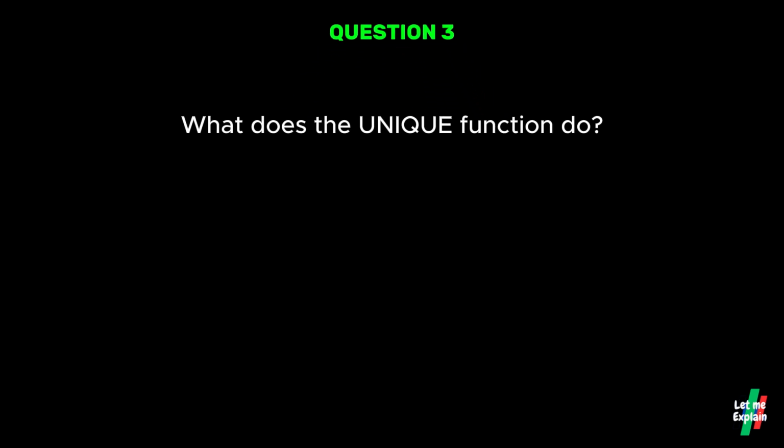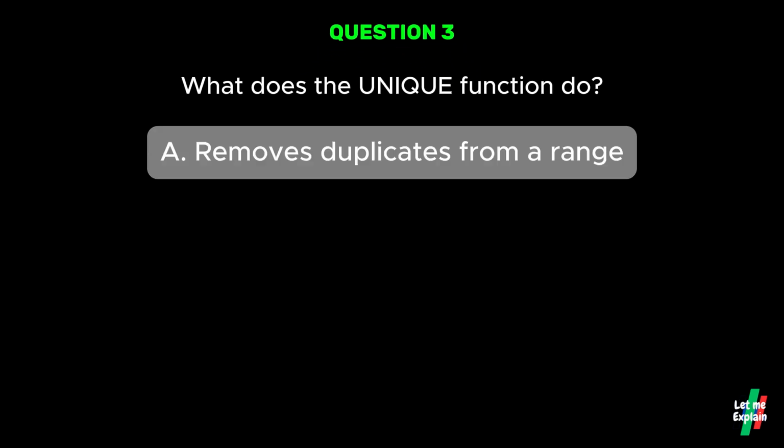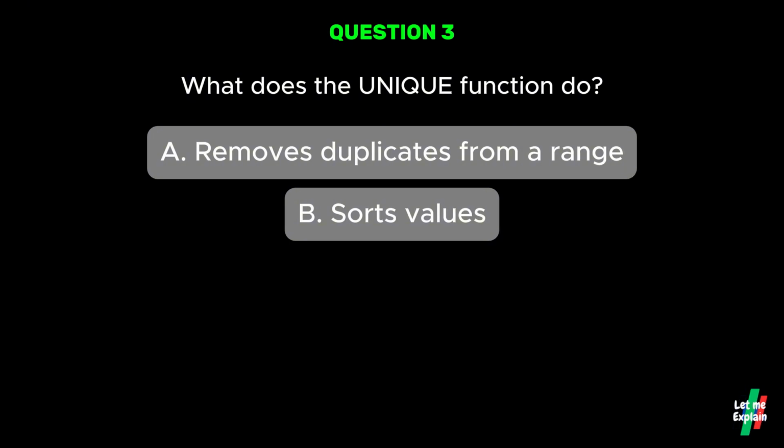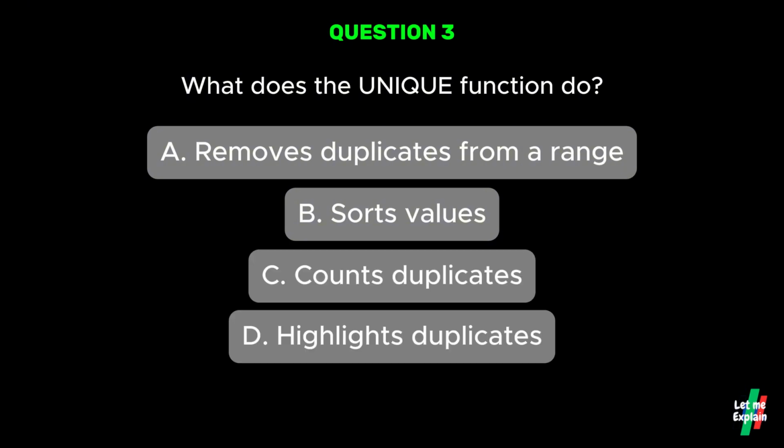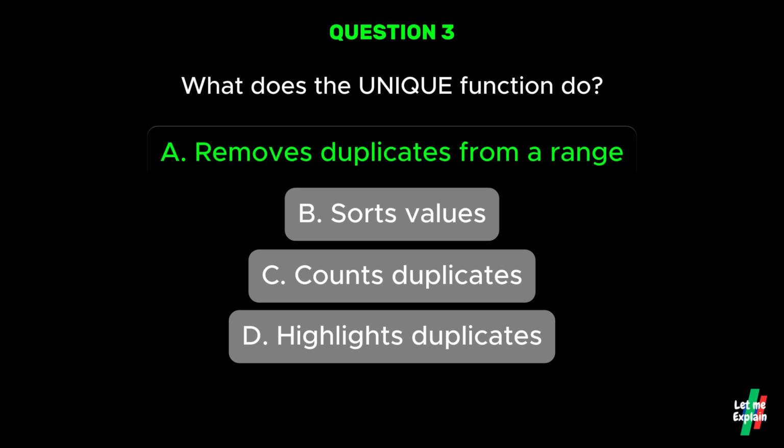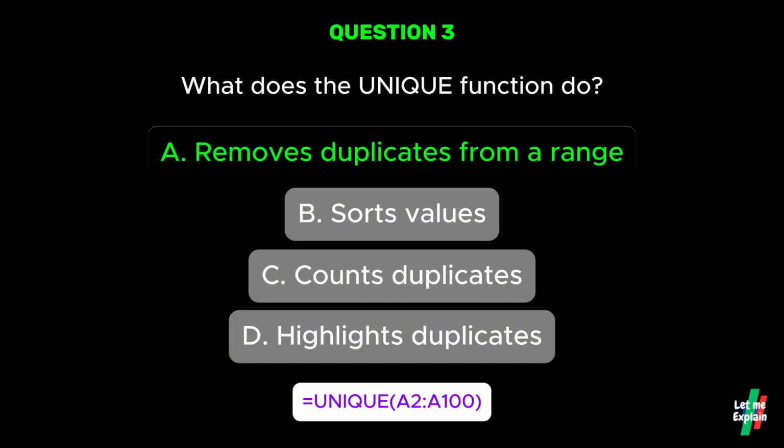Question number 3. What does the UNIQUE function do? Removes duplicates from a range, sorts values, counts duplicates, highlights duplicates. The correct answer is A. UNIQUE returns distinct values from a dataset automatically. Example: =UNIQUE(A2:A100). This creates a dynamic list containing only unique entries.